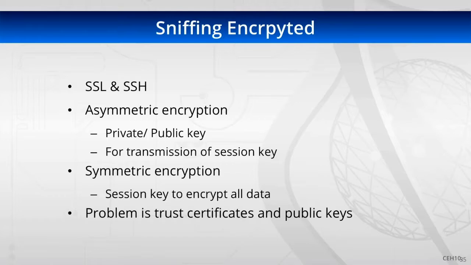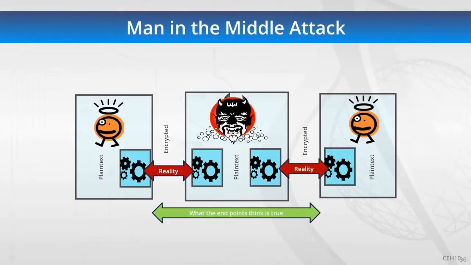When we talk about SSL and SSH, we're using trusted certificates and public keys. We talk about that in the cryptology section, but for now what you need to know is that asymmetric keys are about certificates, and those certificates are offered by servers. In a man-in-the-middle attack, if we've got an encrypted connection here, what we do is we pretend.